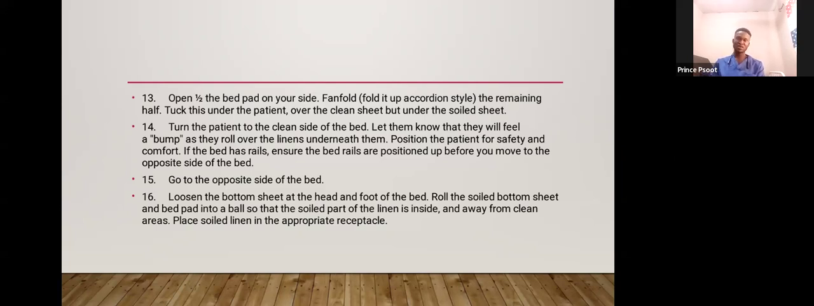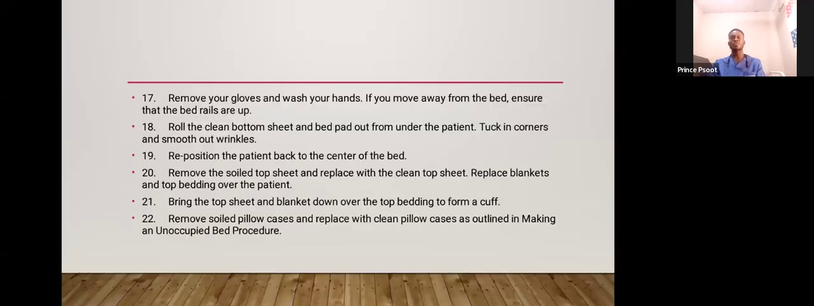Then when you're done with this side, go to the other side and using the sheets from head and foot, roll the side bottom sheet and bed pad into a ball so that the soiled part of the linen is inside. Roll this in and away from clean areas. Then you place the soiled linens in the appropriate receptacles. Then you can remove your gloves and wash your hands when you are done with removing the soiled linen.